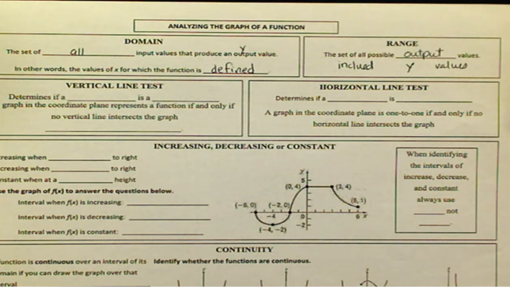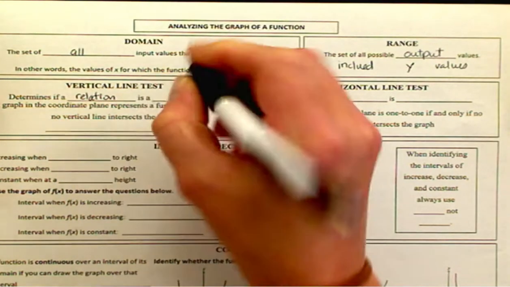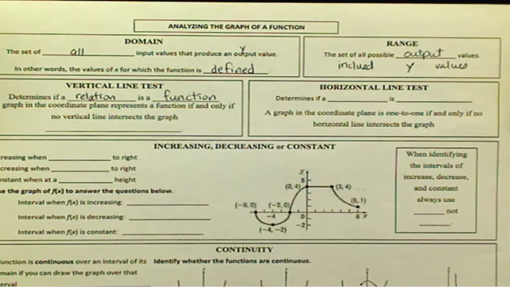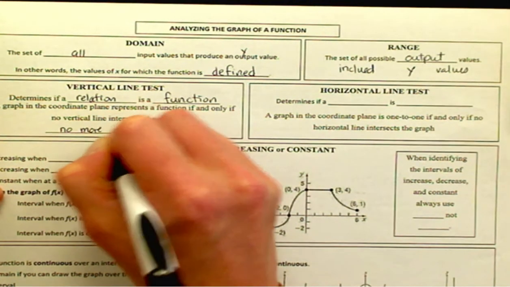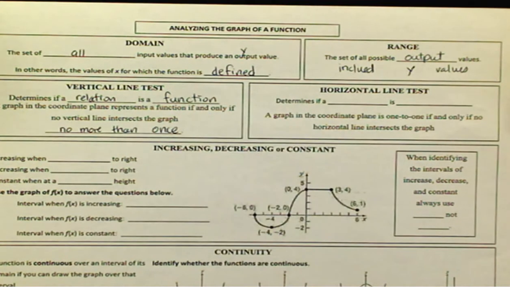Okay, volunteer, who can fill in some of those? Daniel? Determines if a relation is a function. Mm-hmm. And a graph in the coordinate plane represents a function if and only if no vertical line intersects the graph twice, or more than once. Yeah, I'm going to say that. Okay. No more than once, because technically it could intersect 3 times. It's just a weird looking graph. No more than once. Okay.